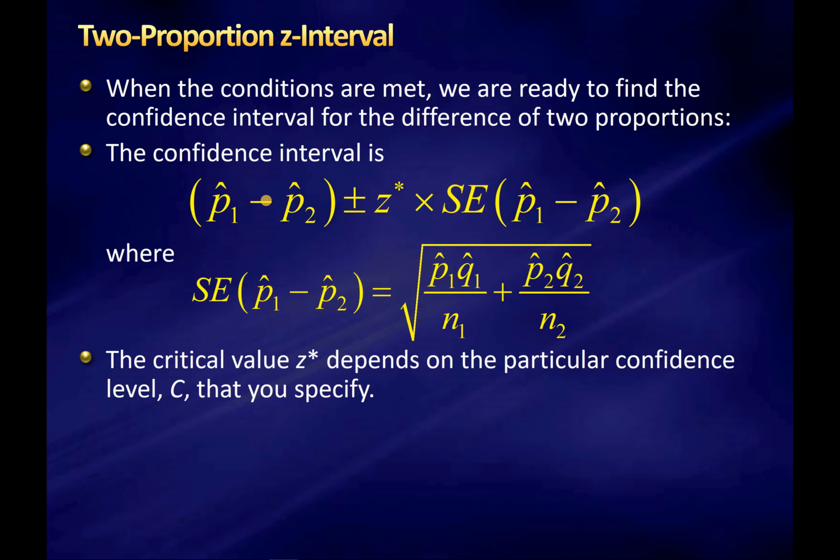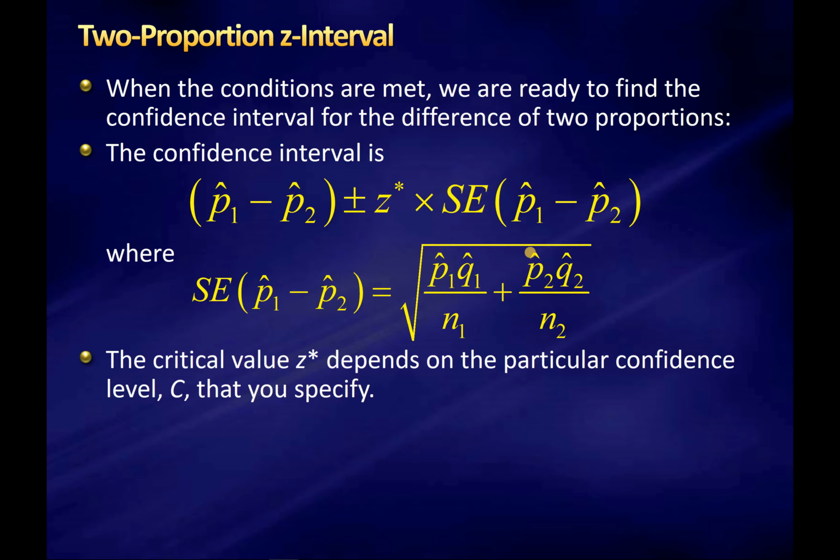And instead of using standard error of one proportion, it's a standard error of the difference. And we had a new formula for that, where the standard error of the difference was the square root of the standard deviation of the first population, standard deviation involving the second population.